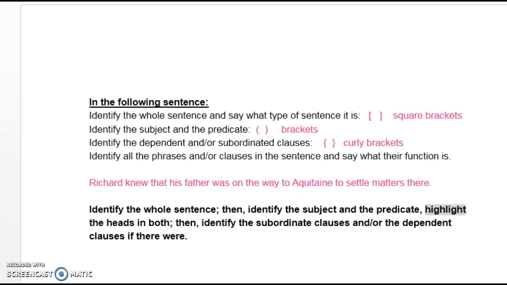Here we have a sentence that is: Richard knew that his father was on the way to Aquitaine to settle matters there. You have to identify the whole sentence and then identify the subject and the predicate. Highlight with gray, as I put it there, highlight the heads in both. The heads are always the most important word that you have in either a subject or a predicate. The predicate is always the verb. Then you have to identify the subordinate clauses and or the dependent clauses if there were.